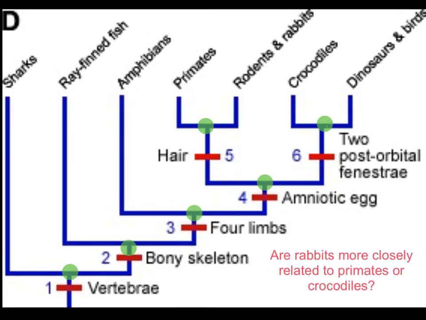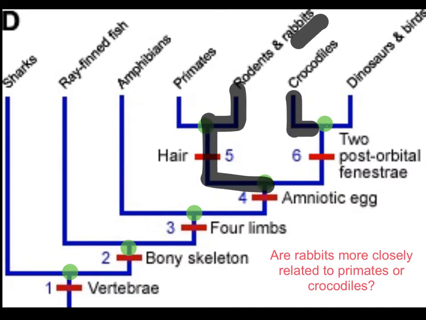Are rabbits more closely related to primates or crocodiles? Go ahead and pause the video and take a minute and see if you can trace this and find out on your own. So as we go back to the common ancestor, we see that rabbits here come down the tree and connect with crocodiles here at their most recent common ancestor there.